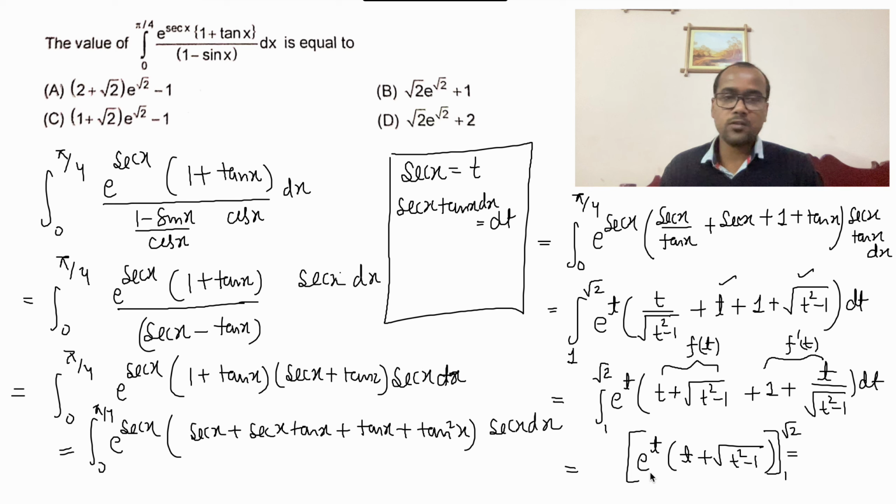So if I put under root 2 here, I would get e to the power under root 2. Inside the bracket it is root 2 plus under root 2 squared minus 1, so 1. So root 2 plus 1, so it is e to the power root 2 bracket (root 2 plus 1), minus, if I put 1 here, it would be e to the power 1, and here t is 1 plus 0, so this is 1. So the answer should be e to the power root 2 times (root 2 plus 1) minus e.